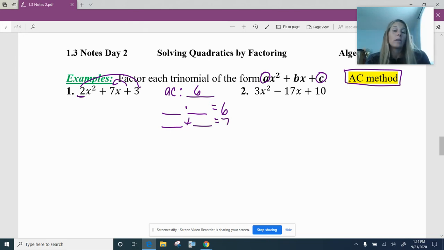So this is where you have to think of your factors. So the factors of 6, then multiply to get 6, right? And add to get 7 would be 6 and 1.